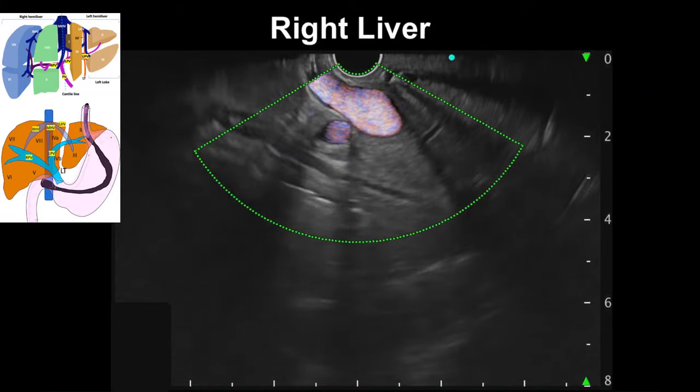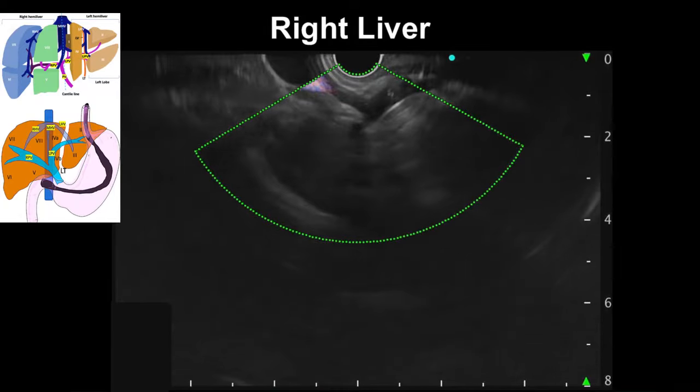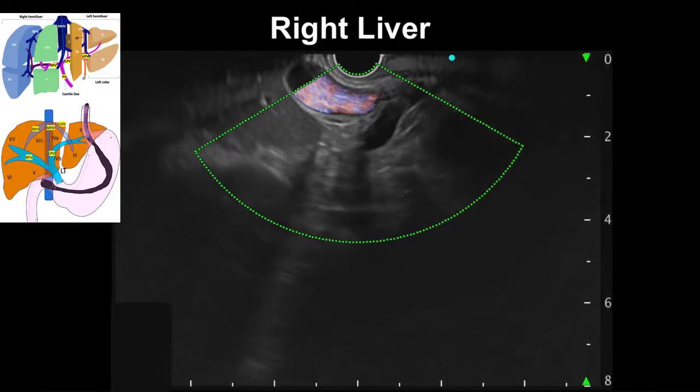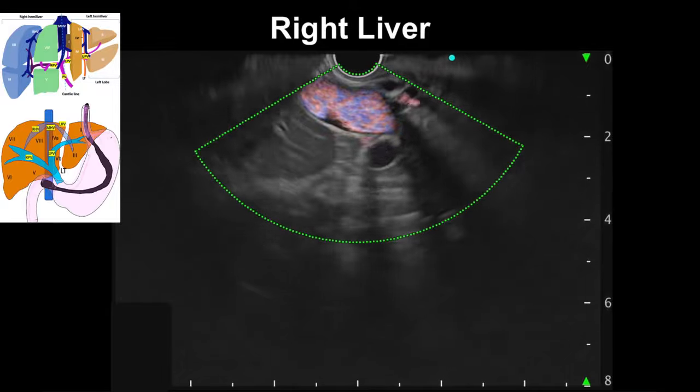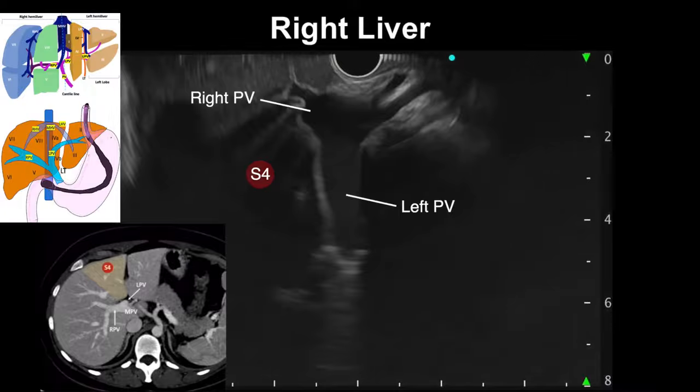Applying a further counterclockwise rotation, the common hepatic artery can be seen crossing the portal vein and branching into the gastroduodenal artery on the right side of the screen and the proper hepatic artery on the left side of the screen. With a counterclockwise rotation, the portal vein can be followed up to the hilum, where it branches into the right portal vein, closer to the transducer and running on the left side of the screen, and the left portal vein, running away from the transducer in the lower part of the screen. From this position, segment 4 is seen in front of the main portal vein division.